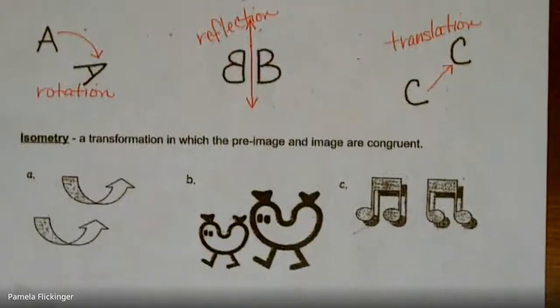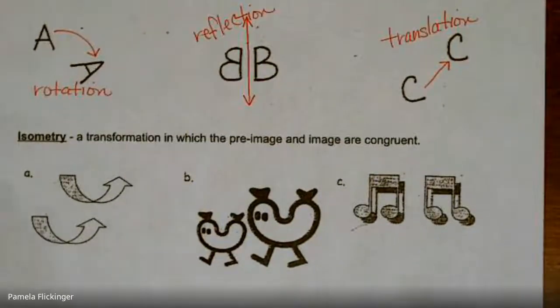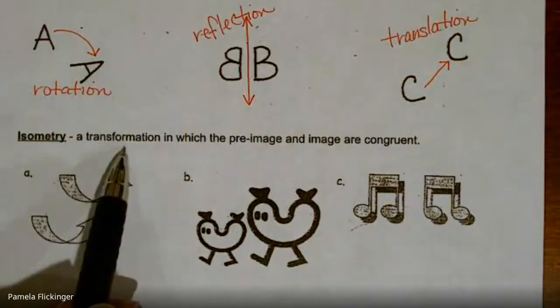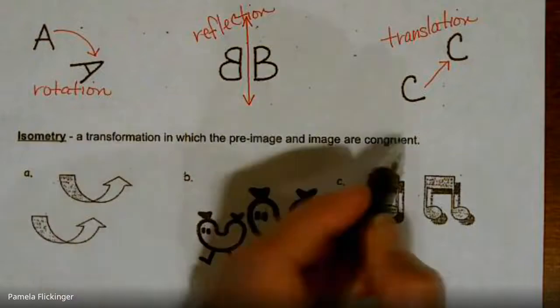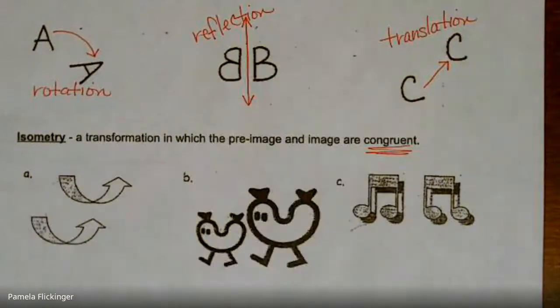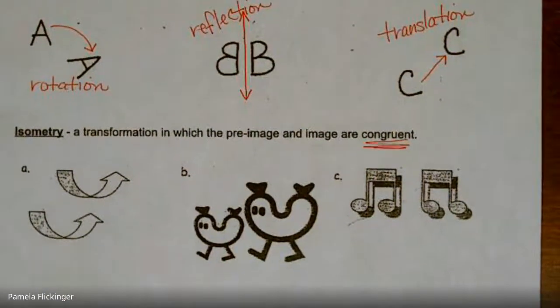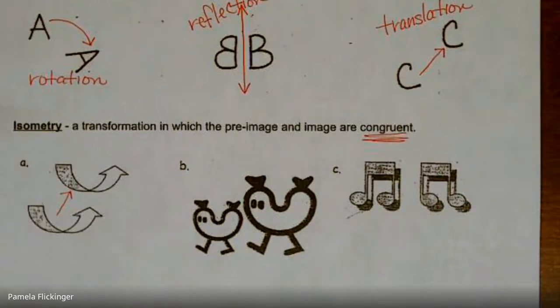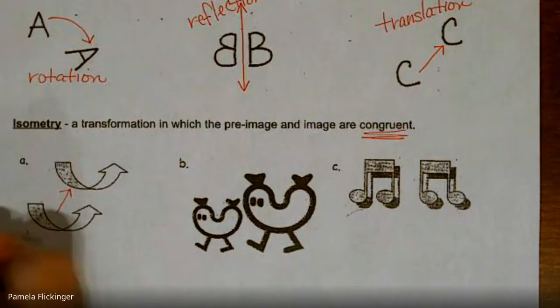All right, isometry. All 3 of these types of transformations are called isometries. And that simply means that it's a type of transformation where your pre-image and your image remain congruent. So when you look at part A, this picture was moved up, so that's a translation, but more importantly, they're the same shape and the same size. So letter A would be an isometry.